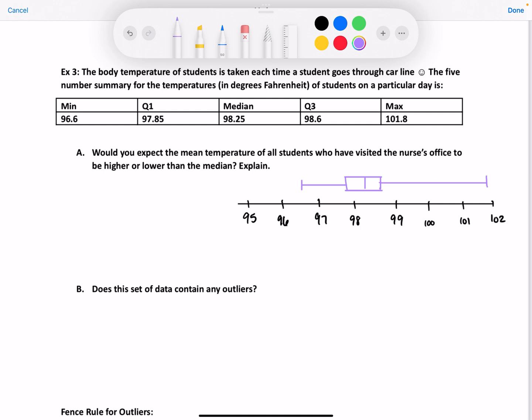So looking at that, what do you notice about this? A tad bit skewed. Which direction? Right. Okay, skewed right. So what does that mean then? The mean is higher than the median. Yep. So because it is skewed right, the mean is greater than the median.